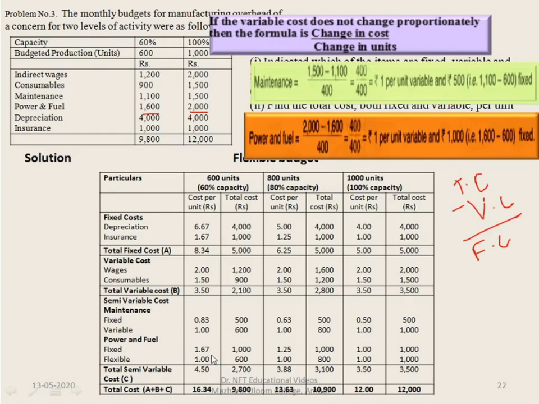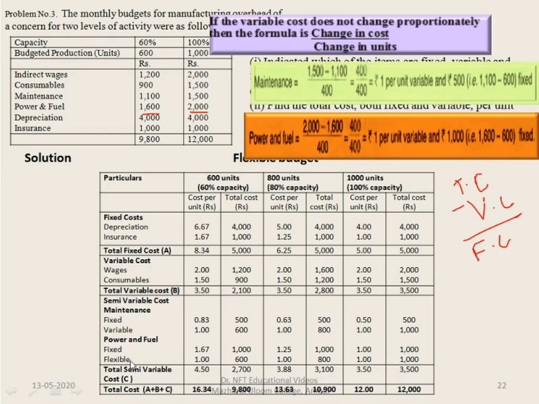Now coming to power and fuel, already if you have seen here, we have computed power and fuel fixed cost as 1600 minus 600, so 1000. You write the fixed cost in all the three levels of activity, and from that you find out the cost per unit: 1000 divided by 1000, 1000 divided by 800 and 1000 divided by 600, which gives the respective values.